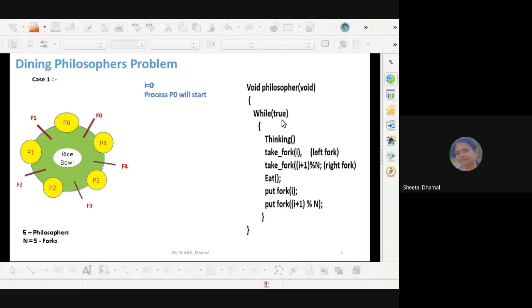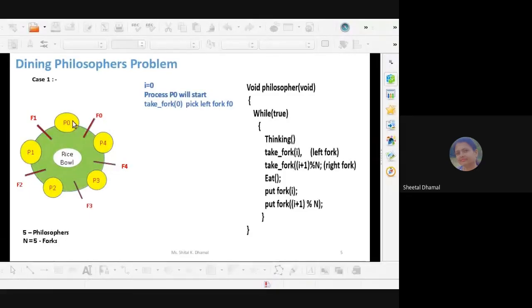So this condition is always true. Initially he was thinking, but now he is hungry, so he wants to eat the food. So what he will do, at first he will pick up the fork which is present on his left hand side. So for that, see how he will pick it up. He will execute this function, take fork, and the value of I is equal to 0. So value of I equal to 0 means that at first he will pick up the left hand side fork, that is F0.